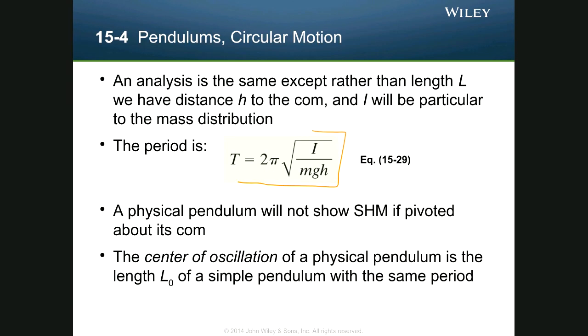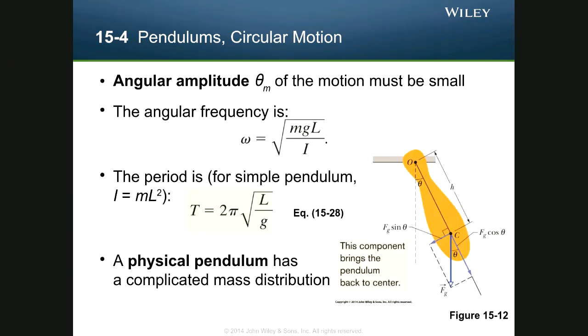A physical pendulum will not show simple harmonic motion if pivoted about its center of mass. All right, the center of oscillation of a physical pendulum is the length of a simple pendulum with the same period. So you can see, let's look at the picture of a physical pendulum again. It's something like this.